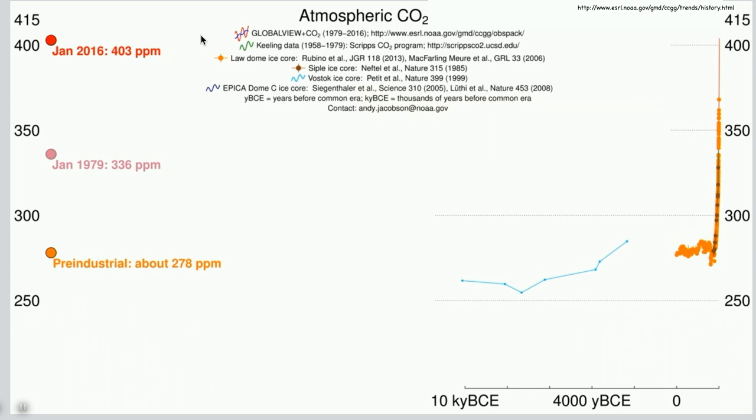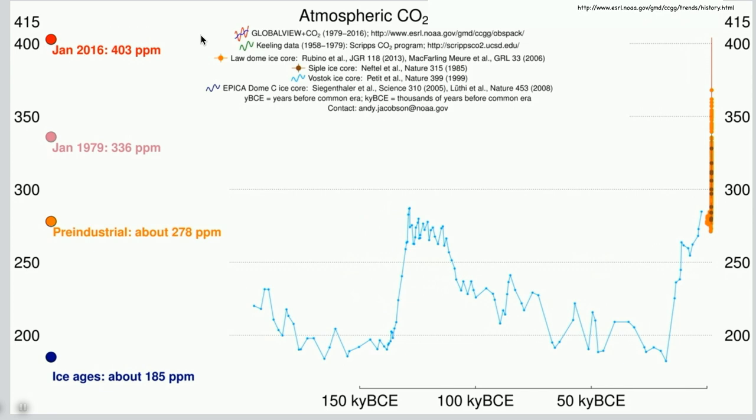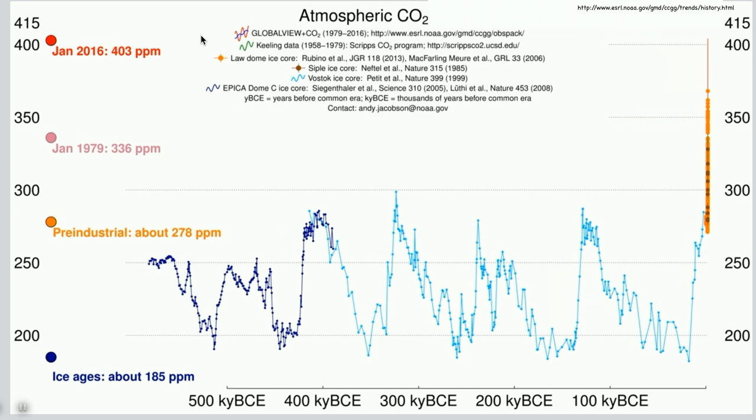So you see the concentration of CO2 is jumping around quite a bit, 50,000 years ago, and so forth and so on. One thing I want you to notice is that the concentration of CO2 in the atmosphere varies a lot in the past million years. A lot of ups and downs. Where we are today is way up here.